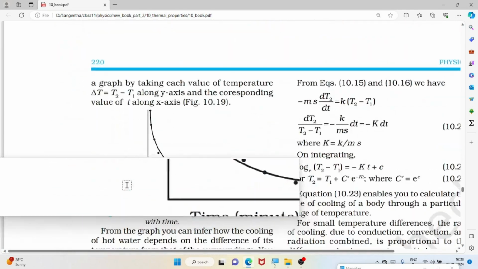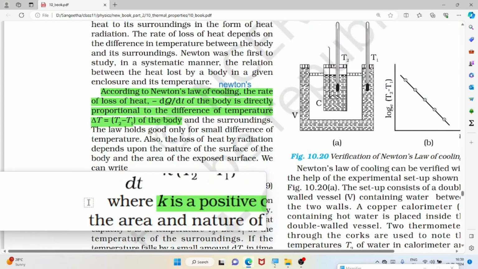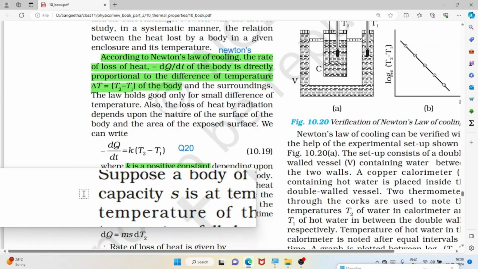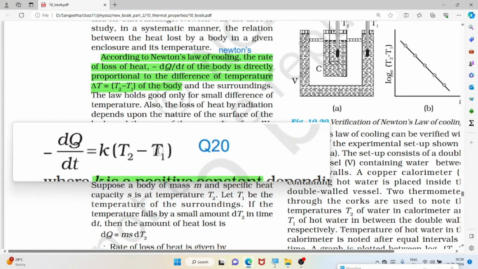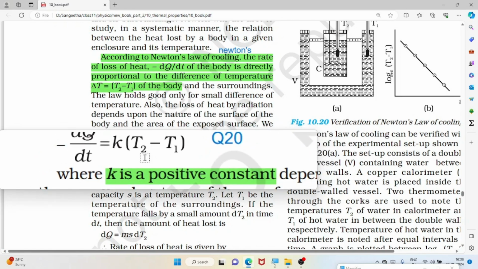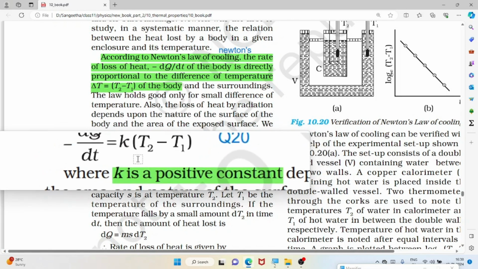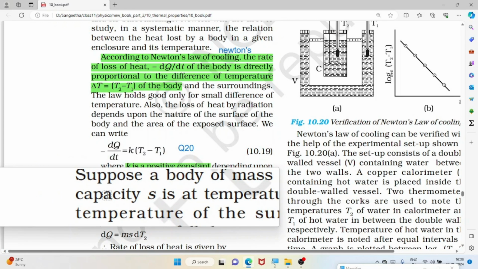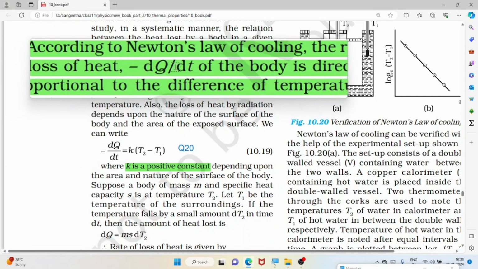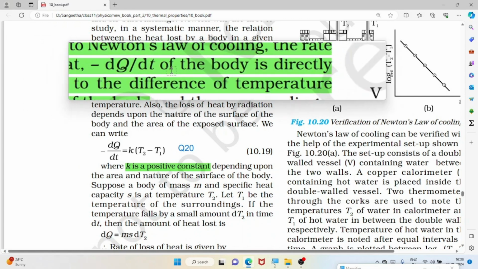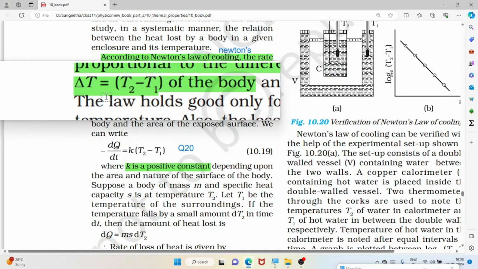Newton's law of cooling. Okay, this is dQ/dt = k(T1 - T2). T1 is the surrounding temperature, T2 is the body temperature. K is a positive constant. According to Newton's law of cooling, the rate of loss of heat, minus dQ/dt of the body, is directly proportional to the difference in temperature.